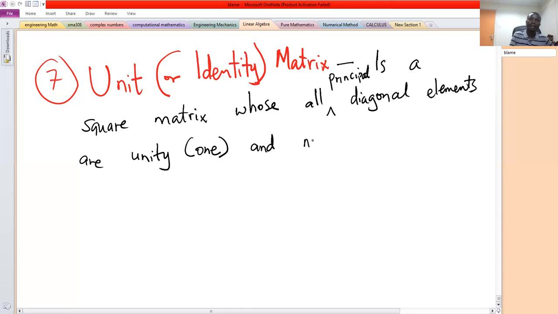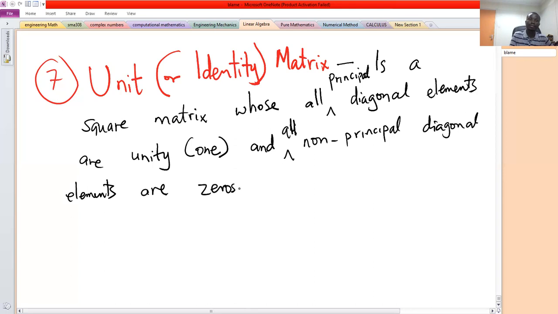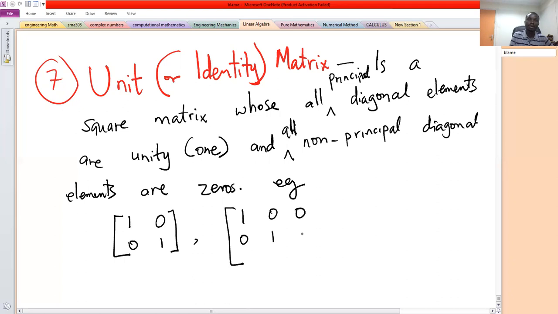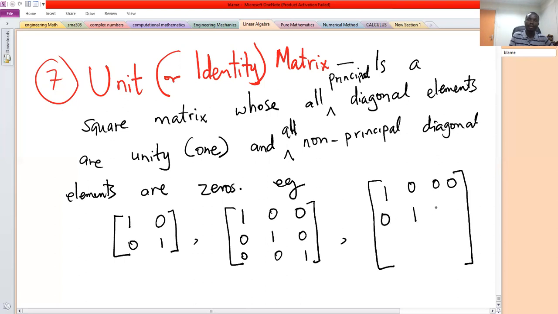and all non-principal diagonal elements are zeros. For example, if we have 1, 0, 0, 1, or we can have 1, 0, 0, 0, 1, 0, 0, 0, 1, or we can have 1, 0, 0, 0, 0, 1, 0, 0, 0, 0, 1, 0, 0, 0, 0, 1. So these are examples of unit or identity matrices.